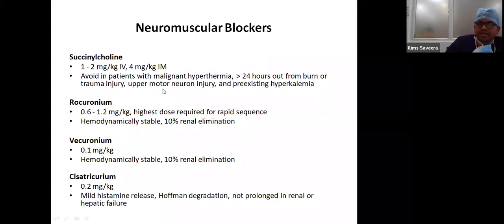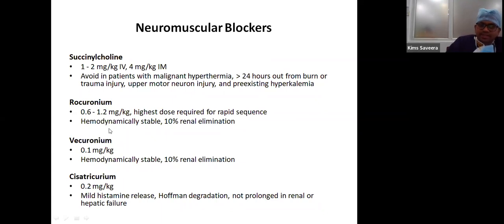This should be avoided in a patient with a known case of malignant hypothermia, or more than 24 hours after burns or traumatic injury, or upper motor neuron lesion, or pre-existing hyperkalemia in CKD patients. And rocuronium is 0.6 to 1.2 mg per kg. A high dose is required for rapid sequence induction.